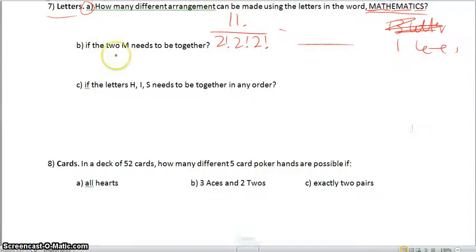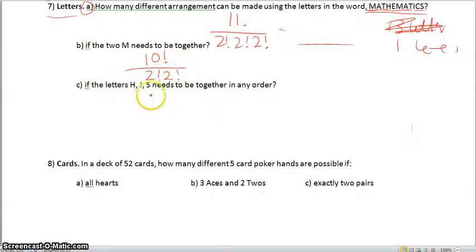When you put the M's together, which means you bound them together. So instead of 11 letters, you put the two M's together, MM become one letter. So there's only 10 letters to arrange. And MM, doesn't matter MM or MM is the same thing, so there's no other permutation. Just put 10 factorial. And then there's still 2A, there's still 2T. There's no more 2M's. It's grouped together.